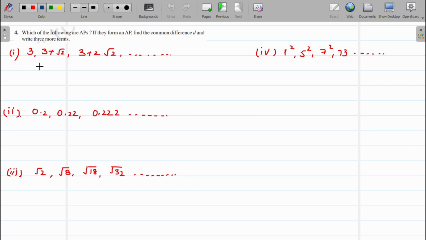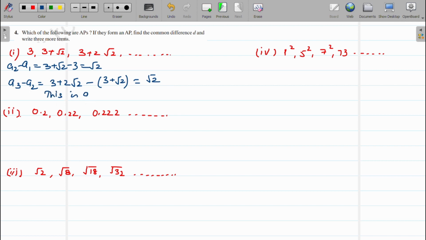So first of all, in this one, the check is only to find out A2 minus A1. It is 3 plus root 2 minus 3, which is root 2. If I go for A3 minus A2, I should get the same difference. So 3 plus 2 root 2 minus 3 plus root 2, so it is again root 2. So this is an AP, with A equal to 3 and D equal to root 2.